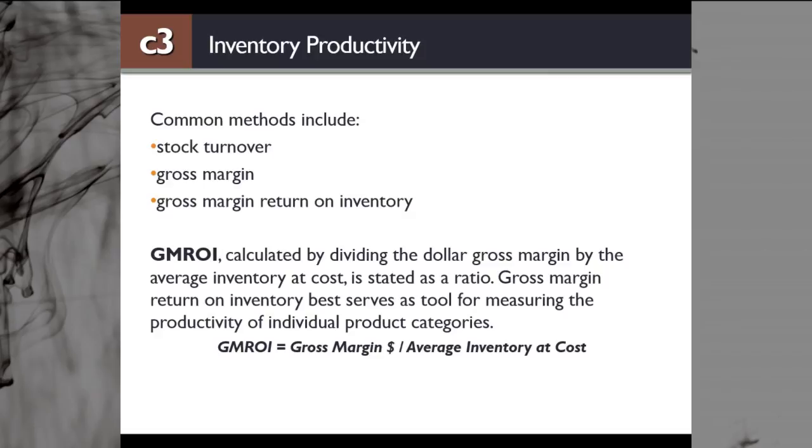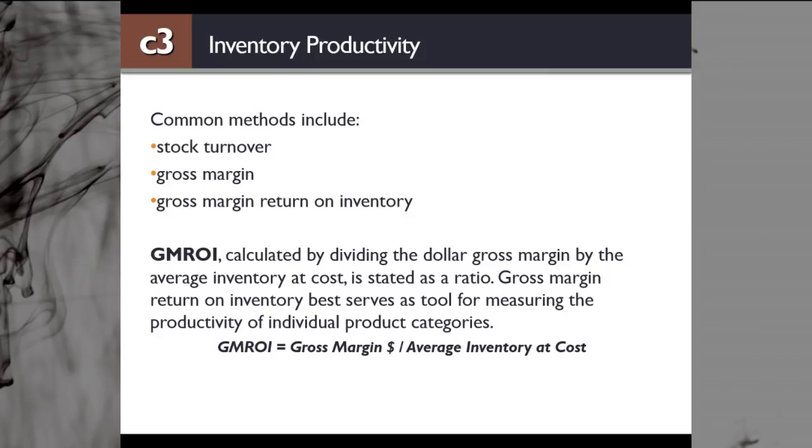And your gross margin, we already talked about it in the previous chapter. It's the difference between the net sales and cost of merchandise sold, and it provides another basic measure of inventory productivity. Stock turnover will be discussed in more detail in a later chapter. Another way to check inventory productivity is gross margin return on inventory, also called GMROI. GMROI is calculated by dividing the dollar gross margin by the average inventory at cost, and is stated as a ratio.